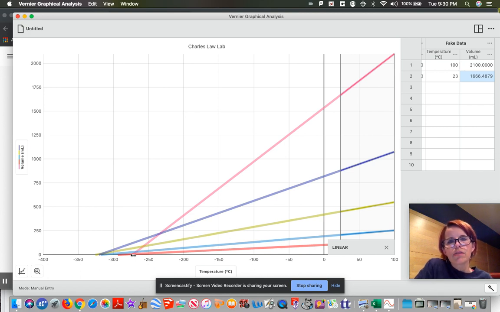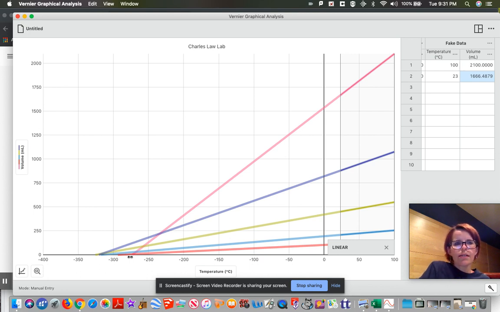So absolute zero on the Kelvin scale is zero, and absolute zero on the Celsius scale is minus 273.15 or something weird like that. So I'm showing you that that's what the point is here on the Celsius scale. And so Charles' law is able to predict that absolute zero should be at this particular spot on the temperature scale. All right, trying to think if there's anything else we need to know.